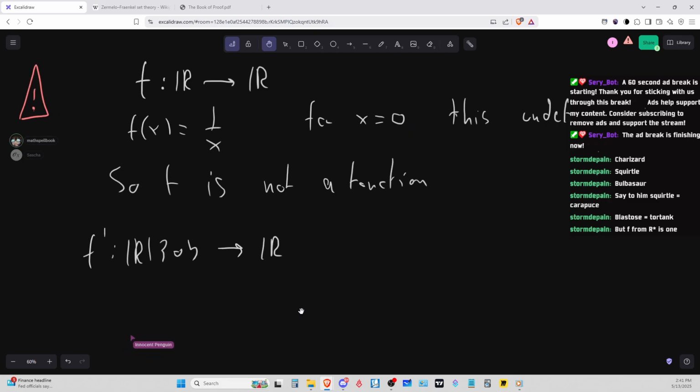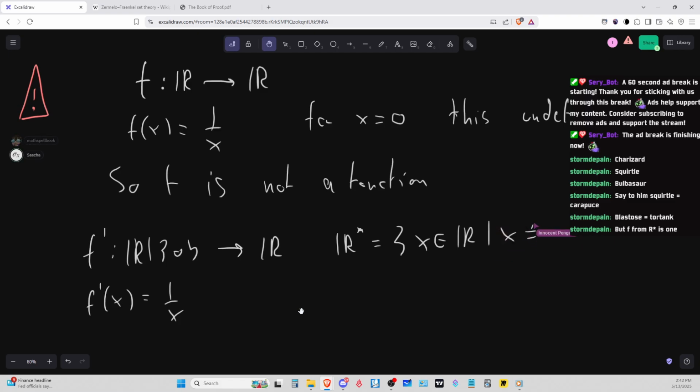Someone in chat says, but f from R star is 1 over x. If we define it on R star, which is R where we remove the origin, now it's well defined. R star is just a short notation: the set of all real numbers such that x is not equal to 0.